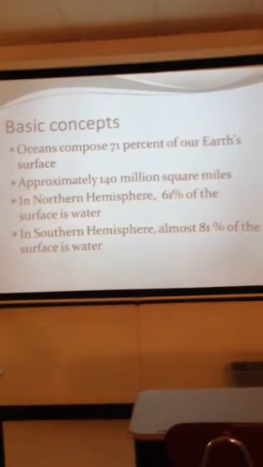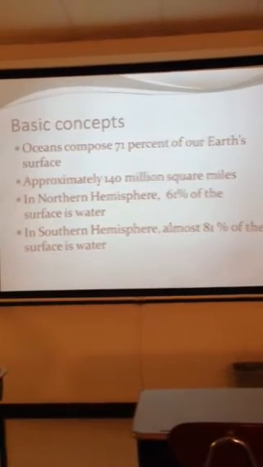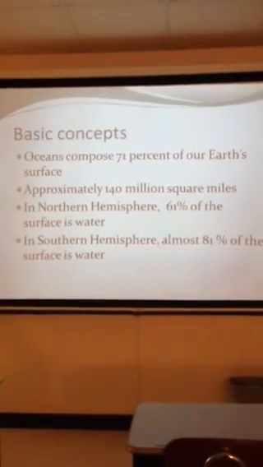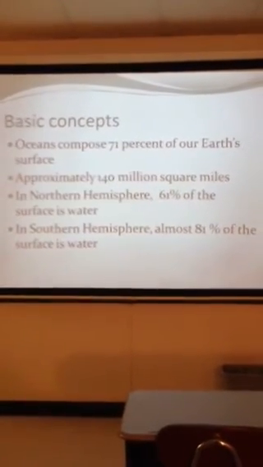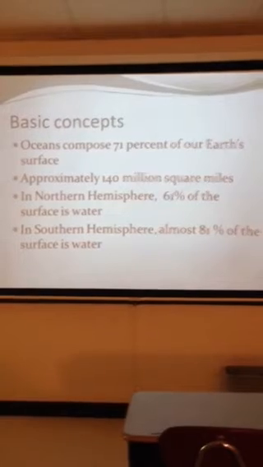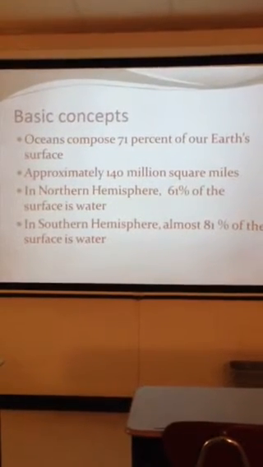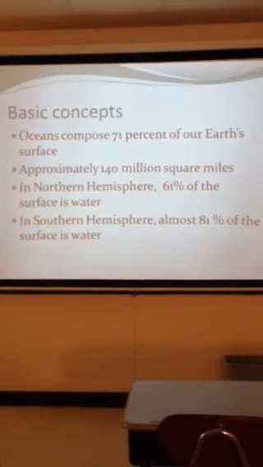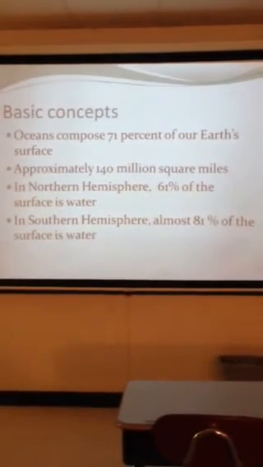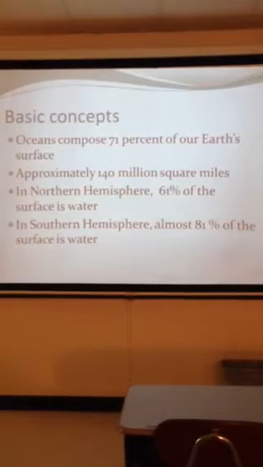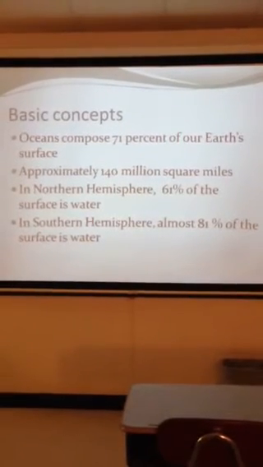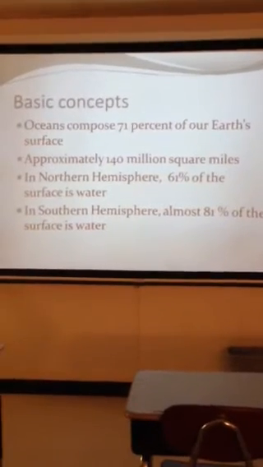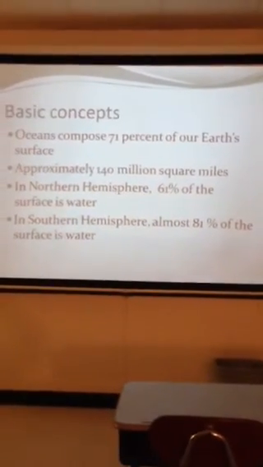Within the category of oceanography, we have four basic concepts. Number one, oceans compose 71% of our Earth's surface. Number two, this 71% of our Earth's surface is approximately 140 million square miles. In the northern hemisphere where we live, 61% of the surface is water and the rest of it consists of the continents. In the southern hemisphere, almost 81% of the surface is water, because remember, most of the continents are located in the northern hemisphere, so that would mean the southern hemisphere consists mostly of water.